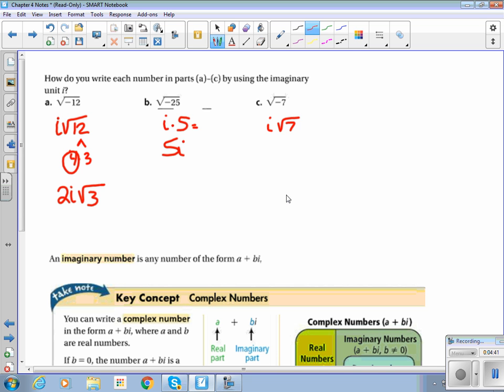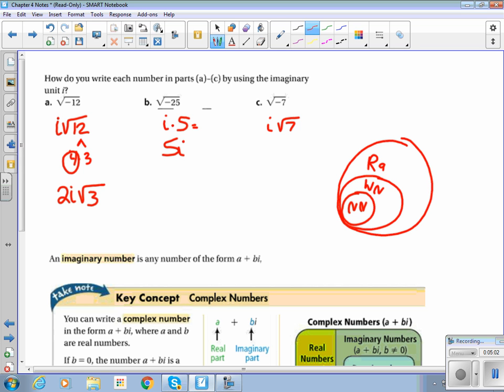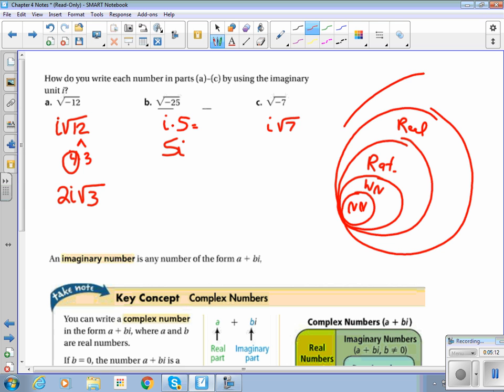All right, so way back to chapter 1, we talked about natural numbers. We talked about whole numbers. We talked about rational numbers. We talked about real numbers. Now we're going to talk about imaginary numbers.